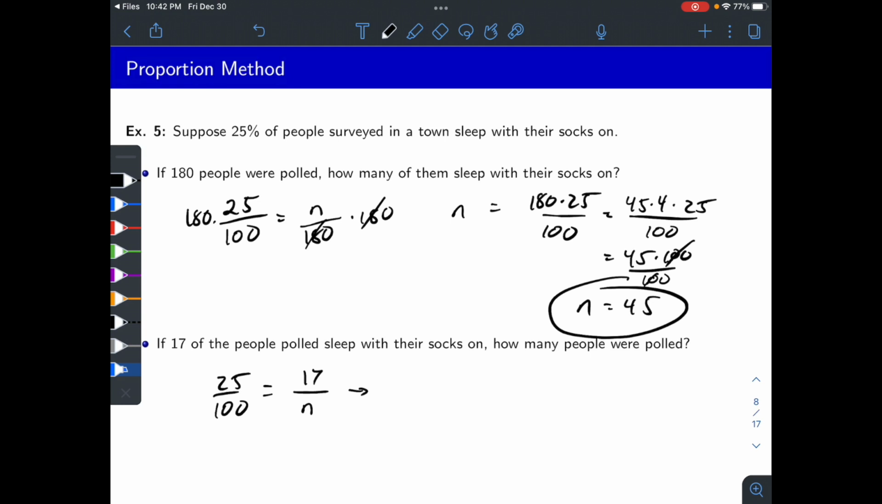So we'll do 25n is equal to 17 times 100. And then we'll divide by 25 on both sides. So n is equal to 17 times 100 over 25. 100 over 25 is equal to 4. So n is 17 times 4, which is equal to 68. All right, so 68 people were polled.